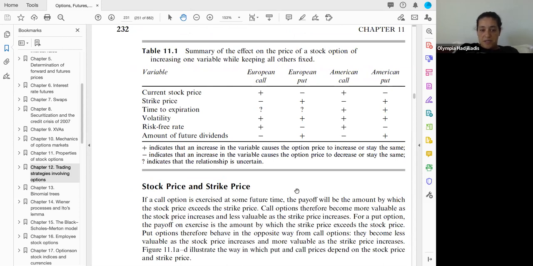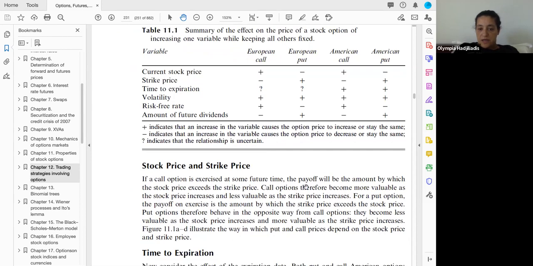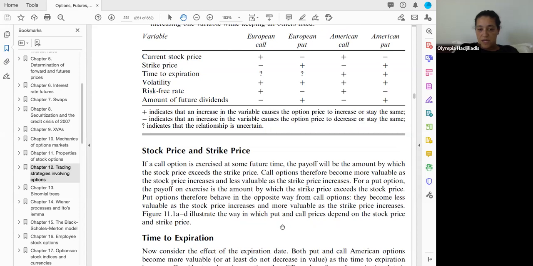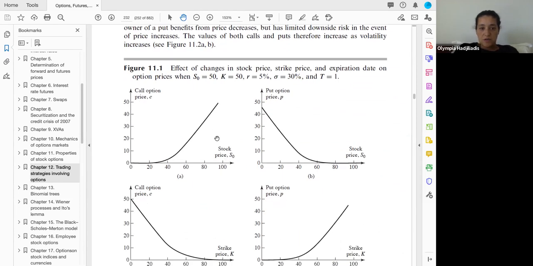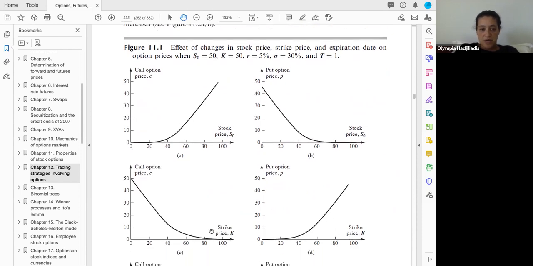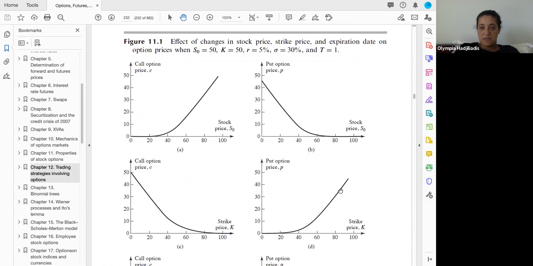So stock price and strike price. If a call option is exercised at some future time, the payoff will be the amount by which the stock price exceeds the strike price. Call options therefore become more valuable as the stock price increases and less valuable as the strike price increases. For a put option, the payoff on exercise is the amount by which the strike price exceeds the stock price. So put options behave in the opposite way from call options. They become less valuable as the stock price increases and more valuable as the strike price increases. The figures illustrate the way in which put and call prices depend on the stock price and strike price, as we can see over here. As the stock price increases, the call option increases, the put option decreases. As the strike price increases, the call option decreases, the put option increases.